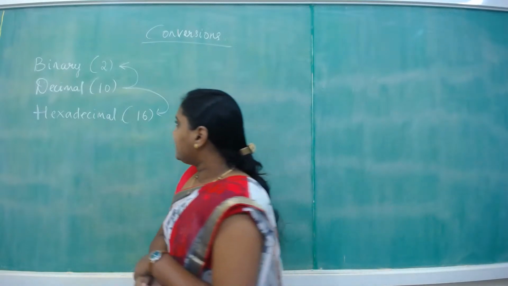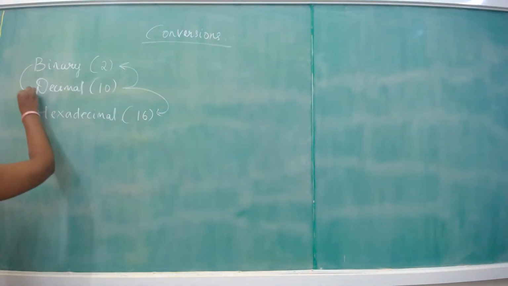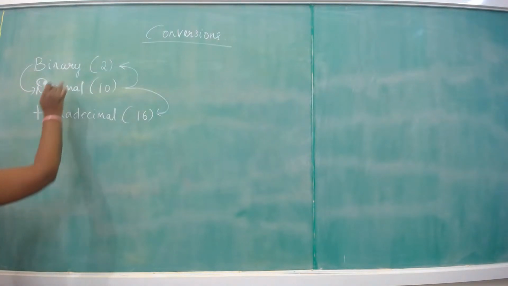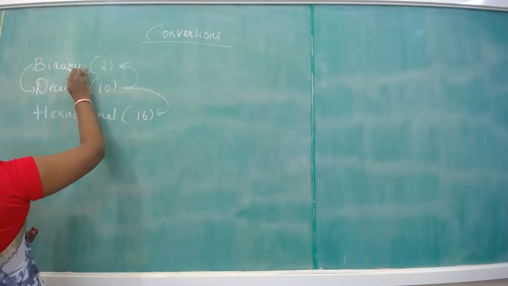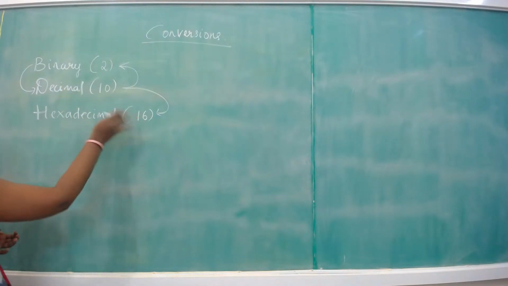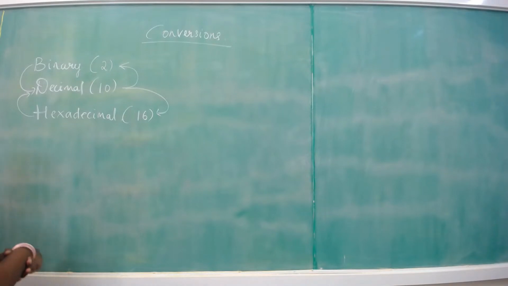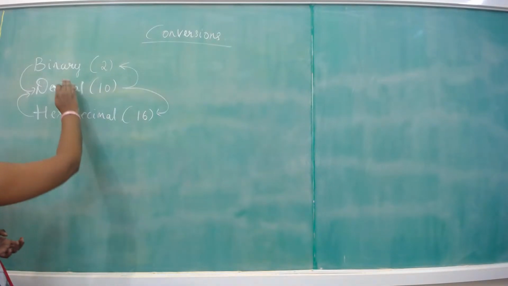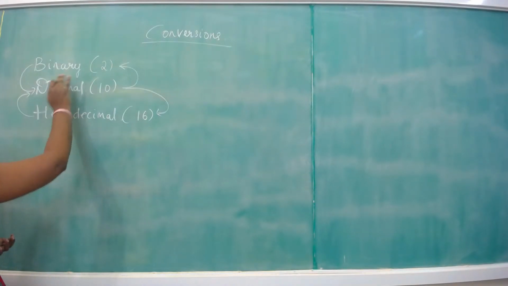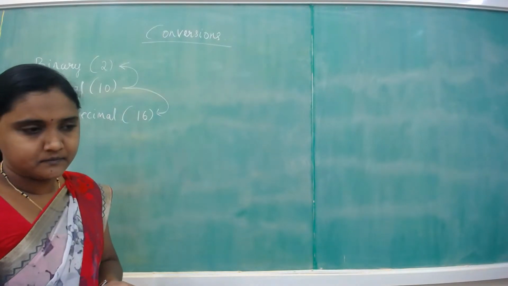Then we'll see binary to decimal conversion. First decimal to binary and then binary to decimal, then decimal to hexa and hexa to decimal conversion, and later binary to hexa and hexa to binary. So totally 6 types of conversions we'll be studying here.